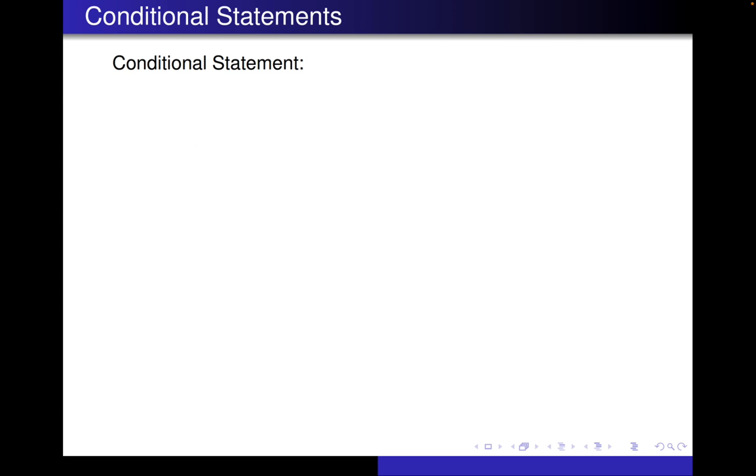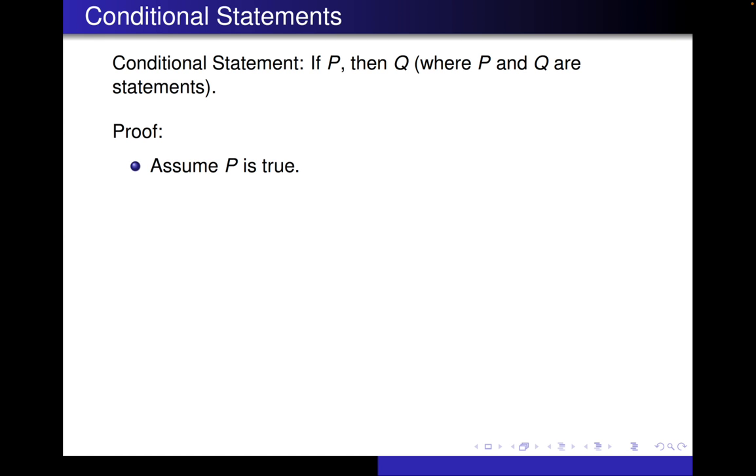All right, so let's remember how we prove conditional statements. And just remember, a conditional statement is a statement of the form if some statement, then some other statement. If P, then Q. So here P and Q are statements. So our proof looks like the following. We assume that P is true, and then we show that Q is true.